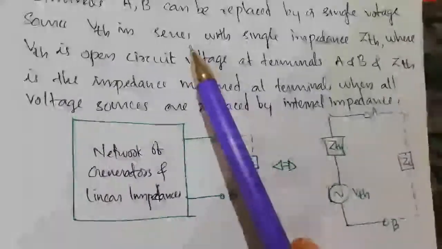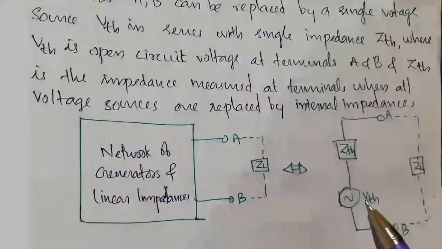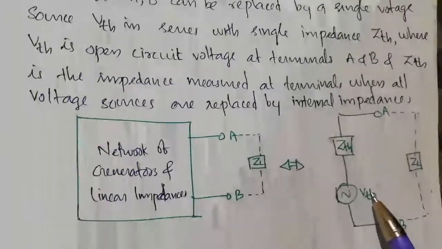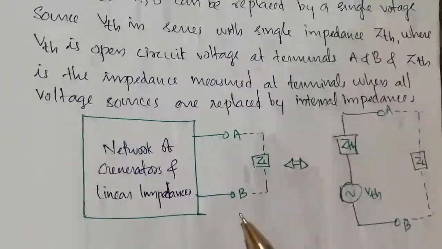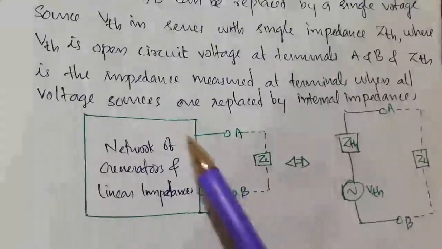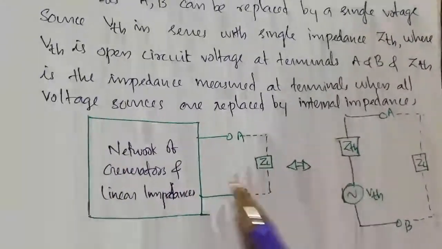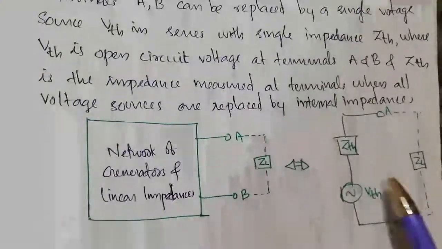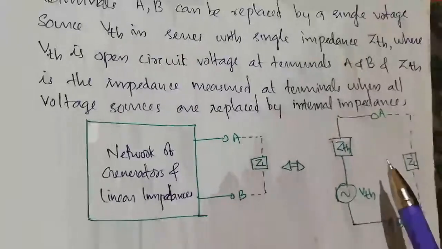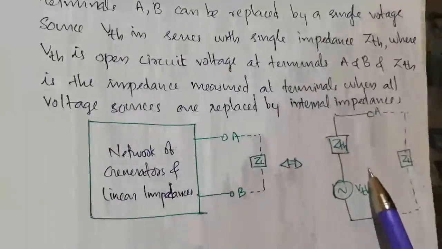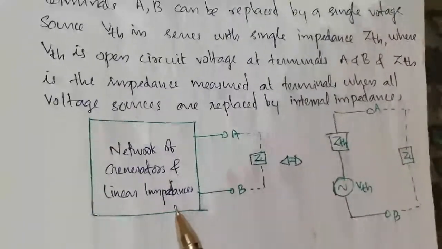Here, from the theorem we have already discussed that VTH is the open circuit voltage at terminals A and B, and ZTH is the impedance measured from this network when the voltage sources are replaced by internal impedances. So this is the equivalent circuit of Thevenin's theorem, or the Thevenin equivalent circuit for this circuit.